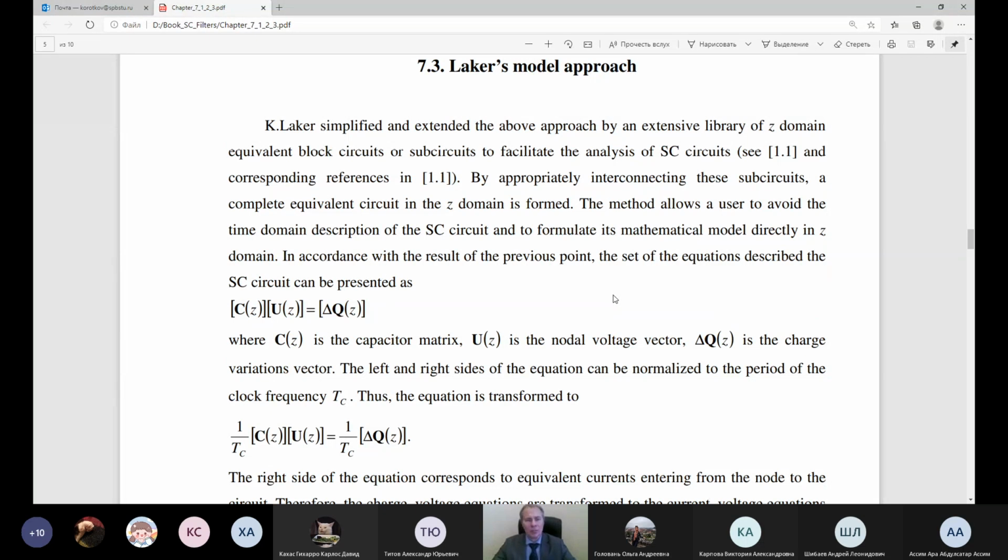So, the Lecture approach. The idea is, is it possible to present the switch capacitor elements using a kind of equivalent element in the Z domain? And in general, it was possible. Firstly, Professor Kenneth Lecture from the US was the first who proposed this approach.